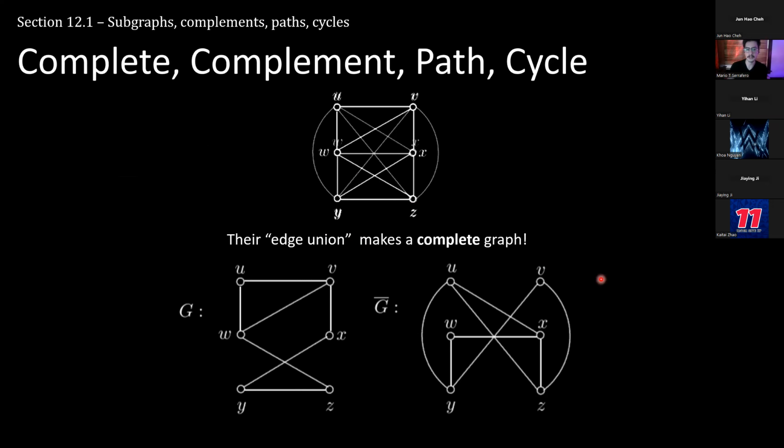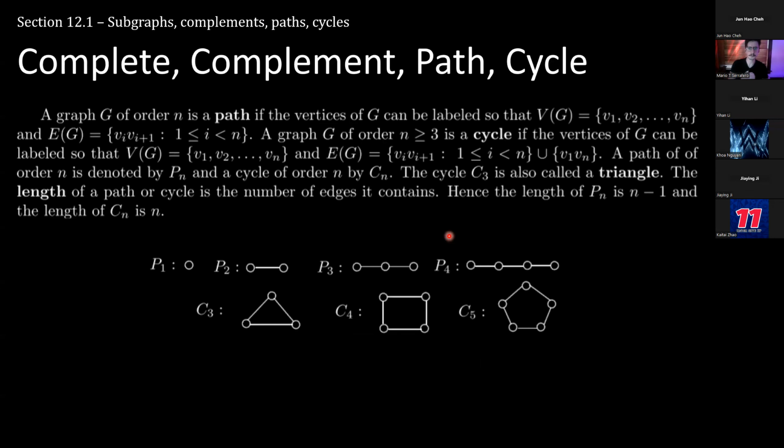So here we can see that if we take G and we take G bar and we superimpose them, we get, first of all, a pretty cool looking graph, but also a graph that is clearly complete, in which every vertex is connected to every other vertex. So hopefully your brain machinations are starting to understand that this is probably a pretty important concept. Okay. More words.